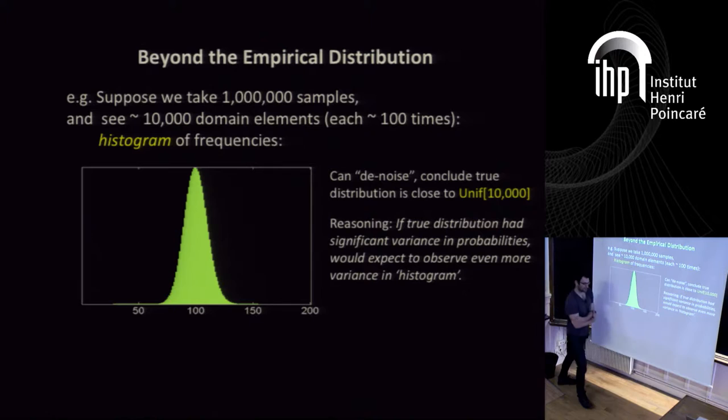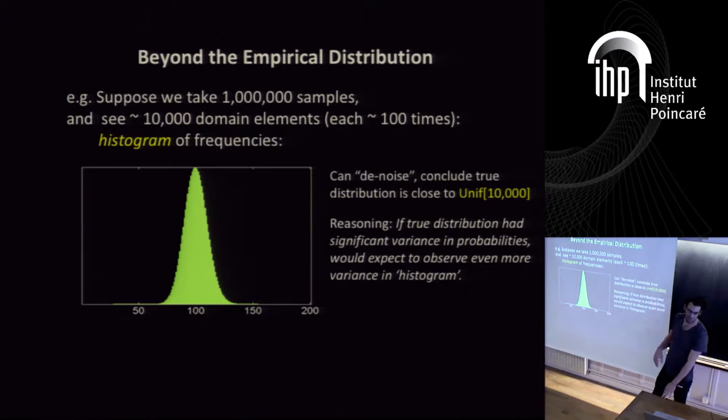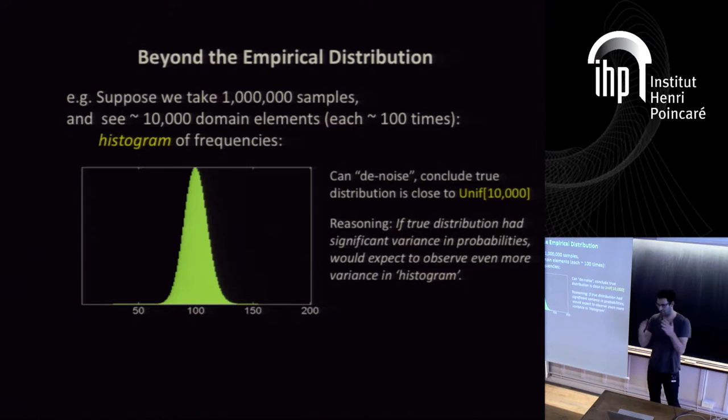Okay, so the question is basically, how general is this reasoning? This was a very special sort of thing that corresponds to the uniform distribution. So in general, to what extent can we denoise empirical distributions, and how far can we push it? How well can we do it? Okay, are people okay with this example?